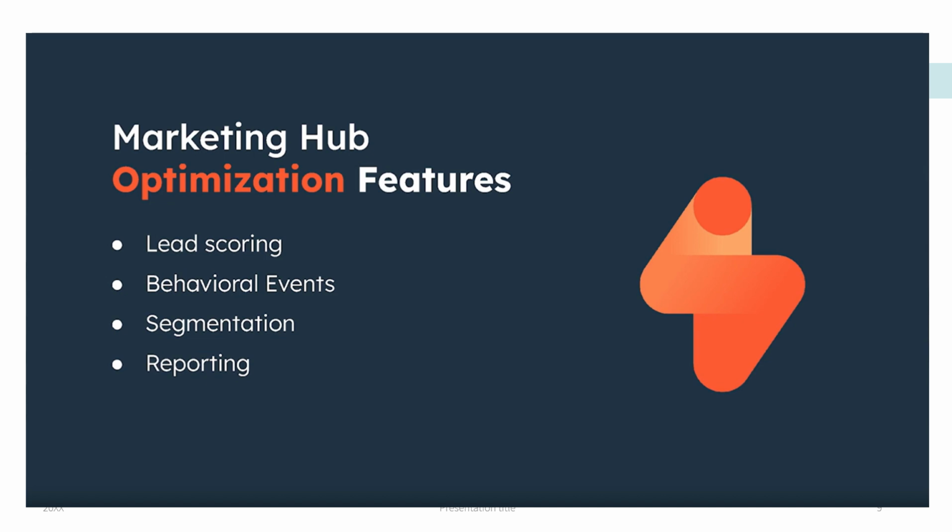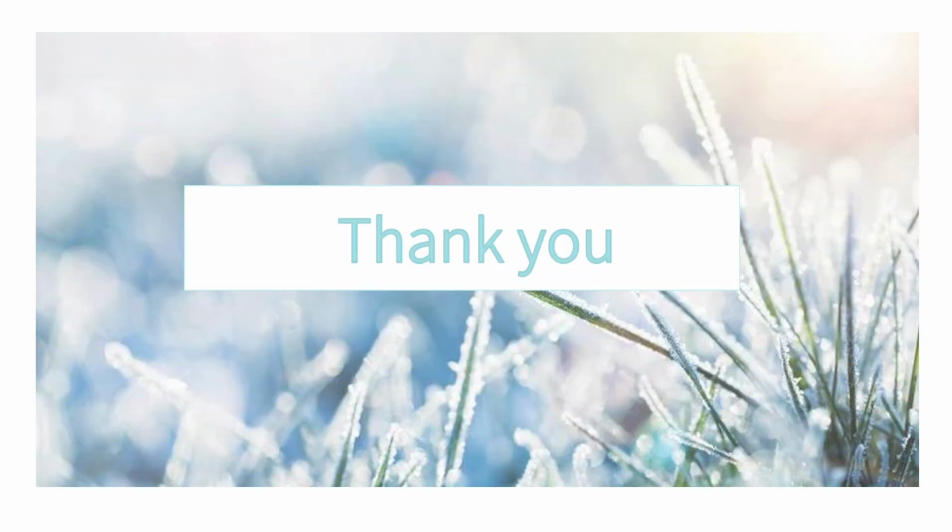The last is the Marketing Hub optimization features, which control lead scoring, behavioral events, segmentation and reporting. These all contain the major tools, and we will be looking further at more details in all those sections: how they work, when we should use them, and how we can implement this in our day-to-day life to make our tasks easy and complete them as soon as possible by using HubSpot.